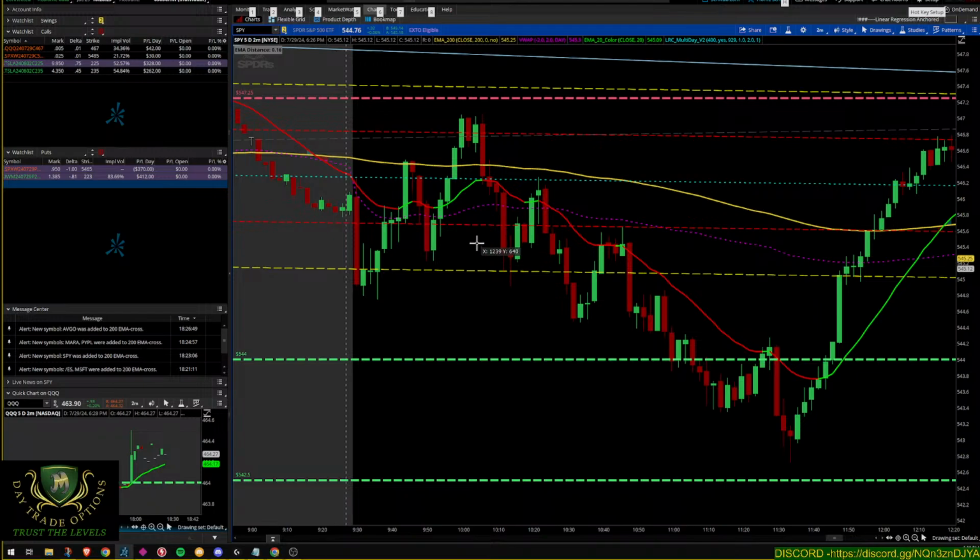It was pretty easy. One of the things about this strategy is it's super, super easy to follow, super easy to manage if you just follow the rules. Okay, the rules are very simple.